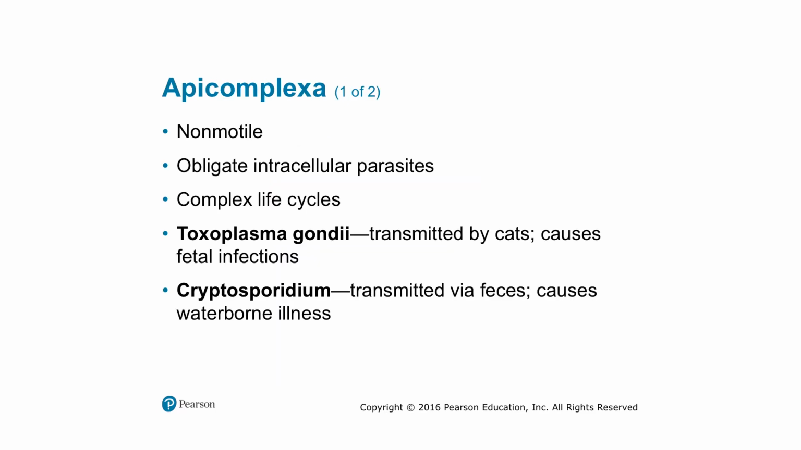Apicomplexa, these are non-motile, they're obligate intracellular parasites. They have very complex life cycles like Toxoplasma gondii and Cryptosporidium. The Toxoplasma gondii are transmitted by cats, and these are going to cause fetal infections, and so this is why they tell women not to handle cat litter when they are pregnant. The Cryptosporidium, this is transmitted via feces and causes waterborne illnesses.